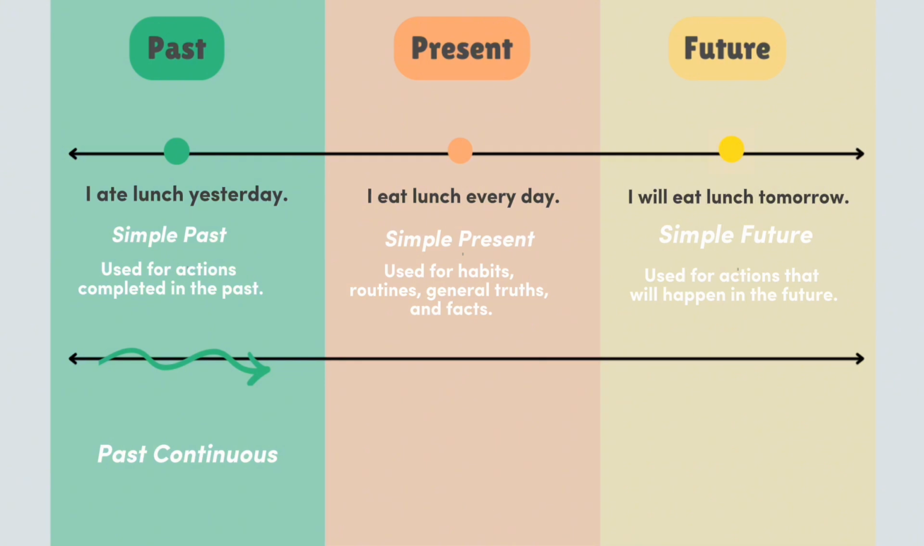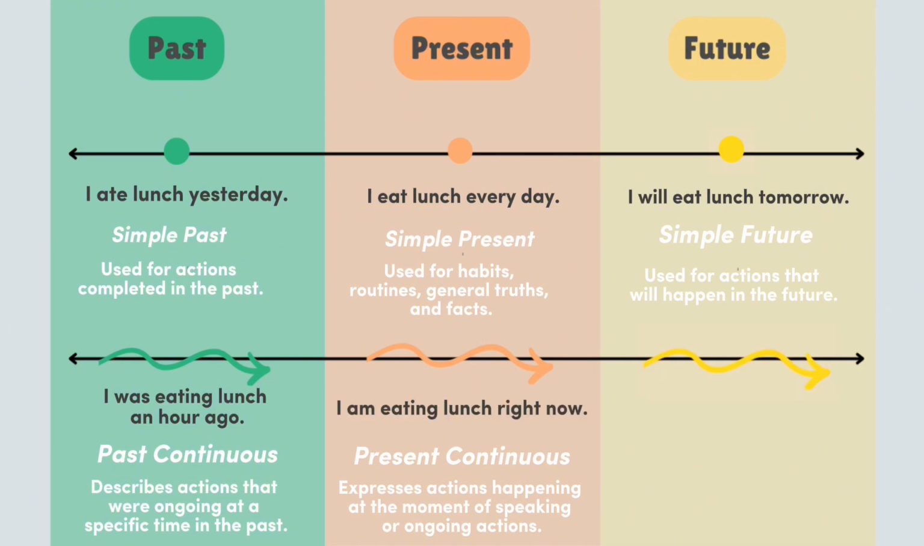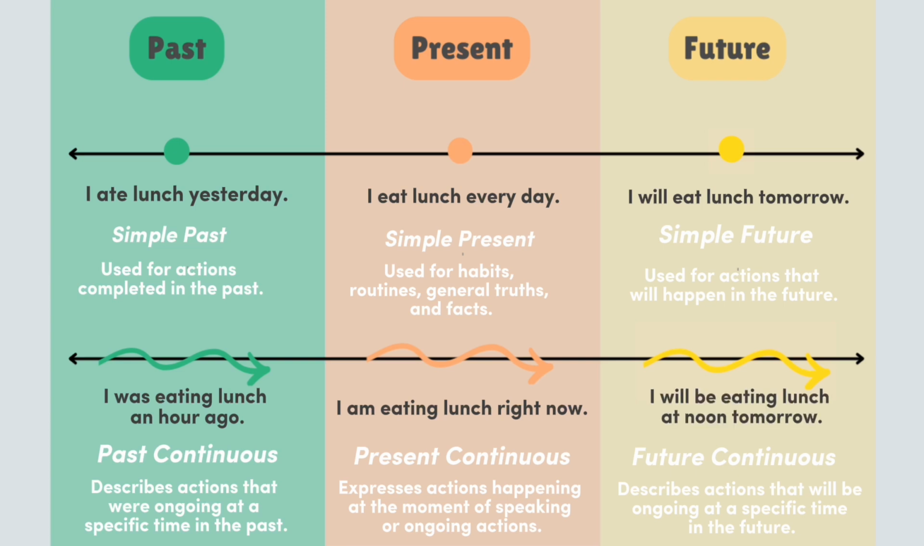Past continuous, describes actions that were ongoing at a specific time in the past. I was eating lunch an hour ago. Present continuous, expresses actions happening at the moment of speaking or ongoing actions. I am eating lunch right now. Future continuous, describes actions that will be ongoing at a specific time in the future. I will be eating lunch at noon tomorrow.